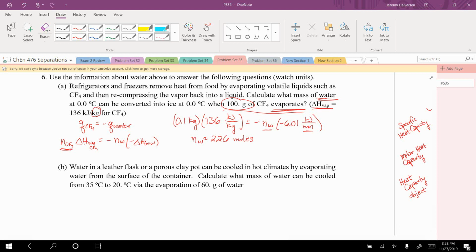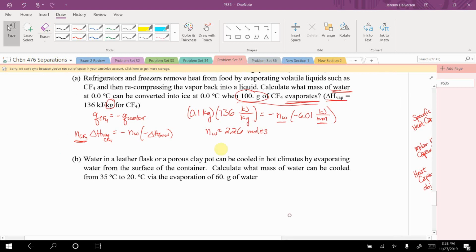And so what I've got to do is change this moles to mass, and that's as easy as multiplying by 18. So 18 grams in 1 mole of water. So my mass is going to be 40.7 grams of water. That's how much water I could freeze by evaporating 100 grams of my refrigerant CF4.